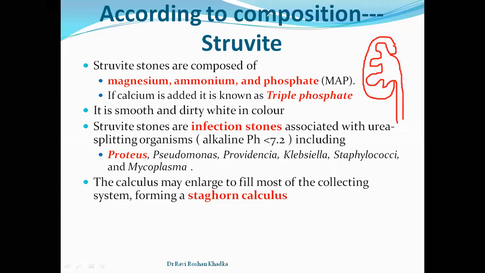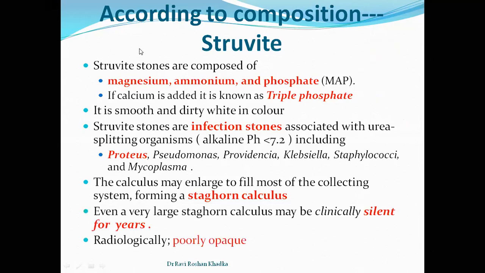That is, when the struvite stone covers the pelvic calyceal system and forms a branching stone that looks like the horn of a deer, it is known as staghorn stone. So struvite stone is the most common type of staghorn stone. Other crystals can also form staghorn stone, but struvite is the most common chemical composition of staghorn stone. It can fill the calyceal system slowly and form the staghorn stone.